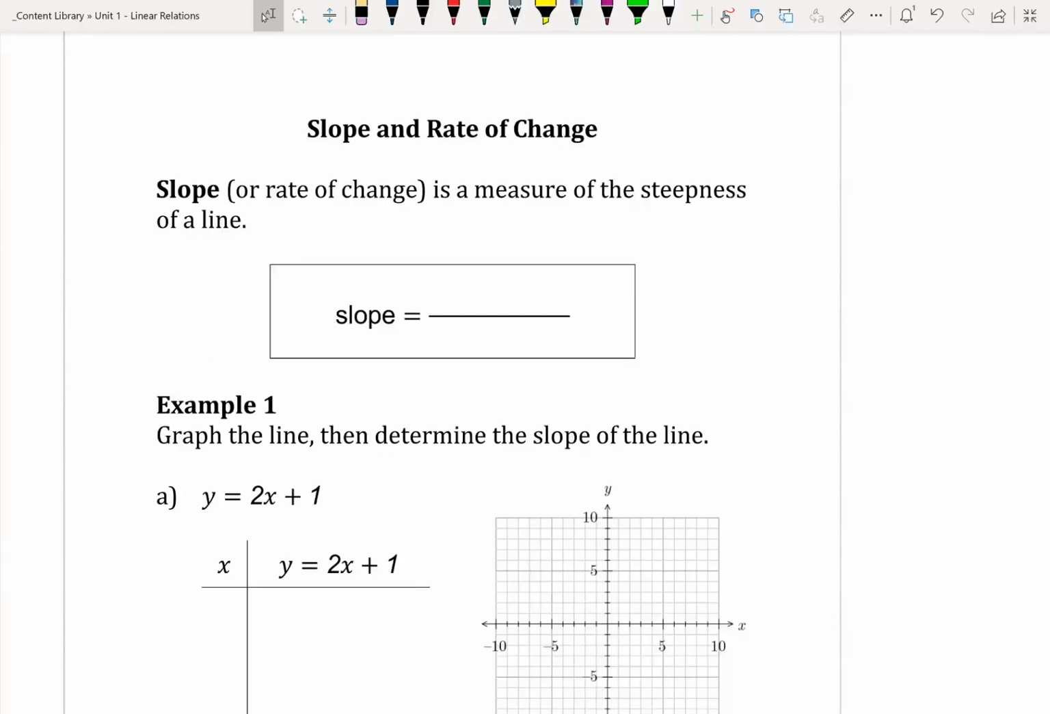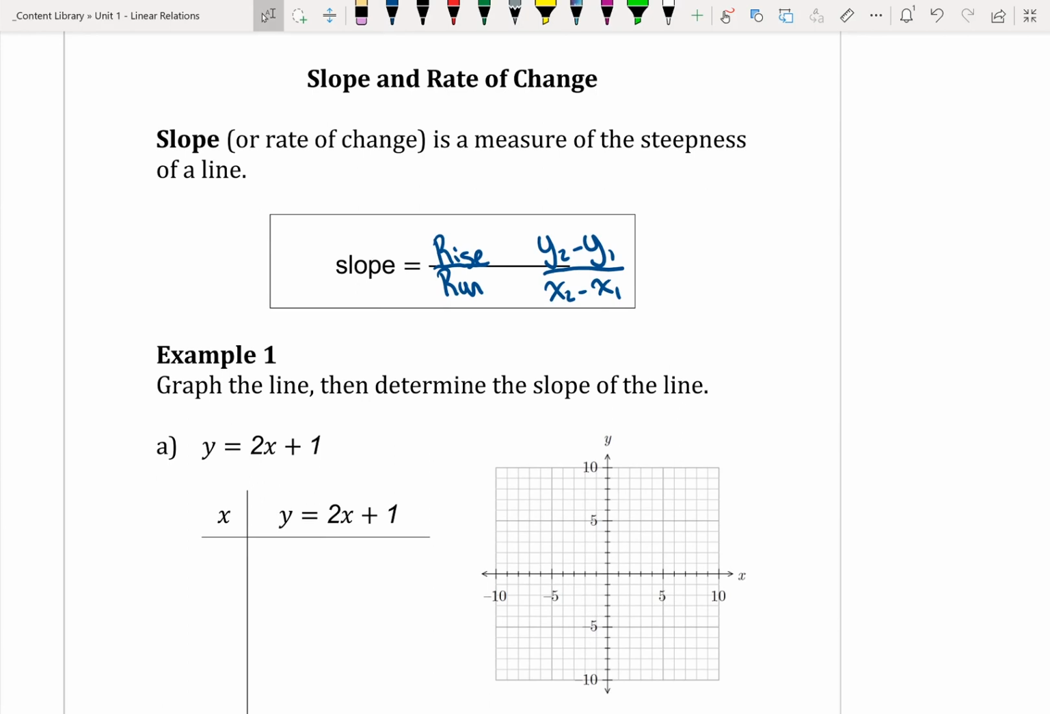In today's note, we're going to be looking at slope and rate of change. So slope, or in other words, rate of change, they both mean the same thing, is a measure of the steepness of a line. And our formula for slope, we should remember, slope equals rise over run, or rise divided by run. It could also have an algebraic formula, which is y2 minus y1 over x2 minus x1.